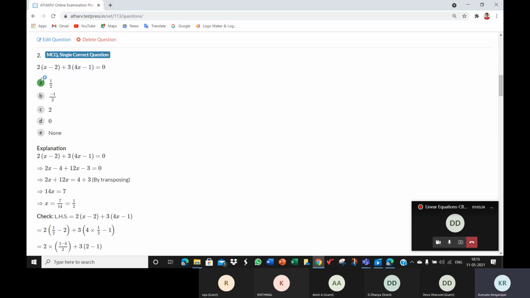Now see this one. Here, again, the question is to solve for x. What we have to do is first open up the brackets. Tell me, can anyone try this?